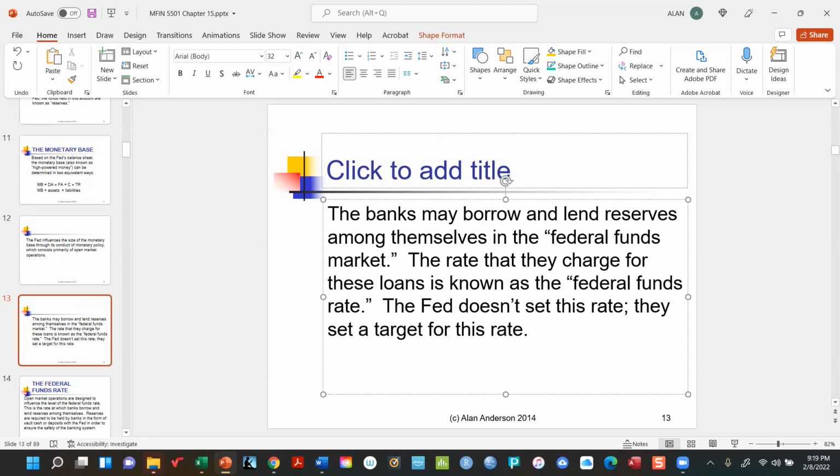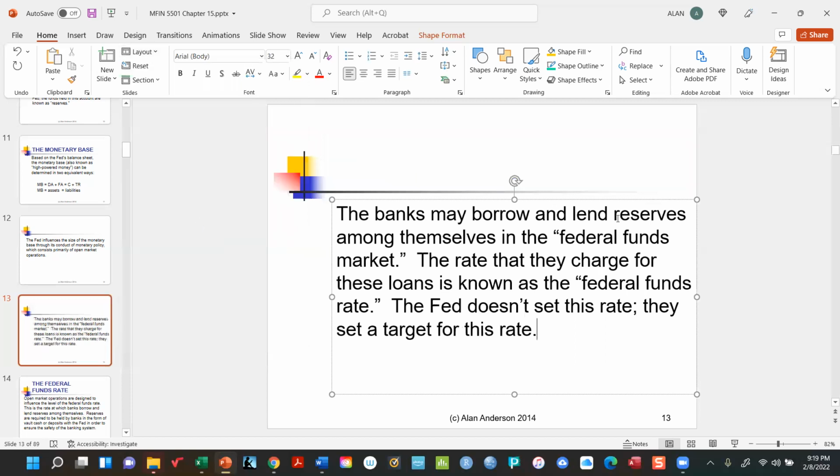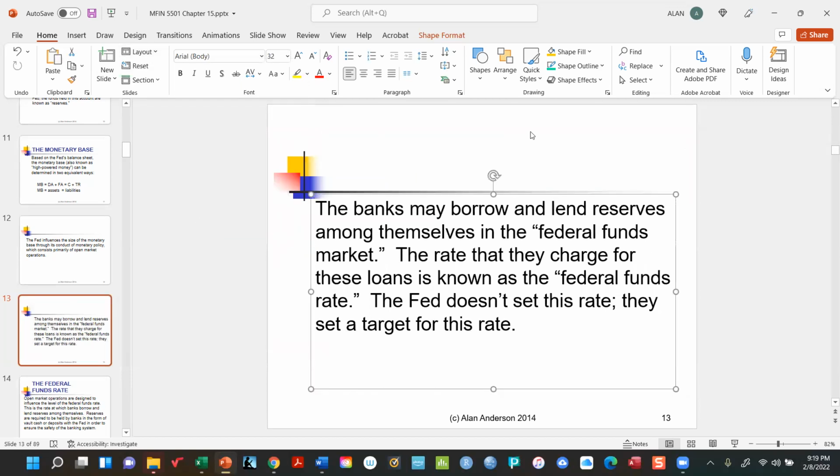So when you hear in the news that the Fed is raising rates, what they're actually doing is they're raising the target for the federal funds rate. And what happens is if the actual rate deviates from this target, the Fed can jump in and they can manipulate the money supply. They can increase it or decrease it until the federal funds rate matches their target.